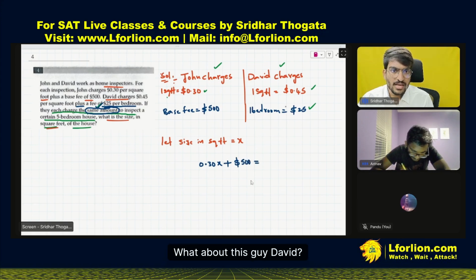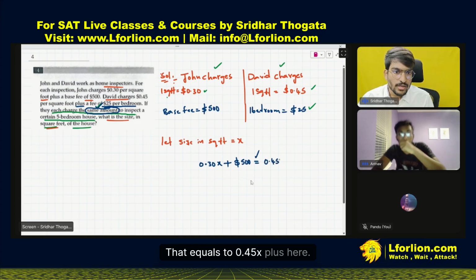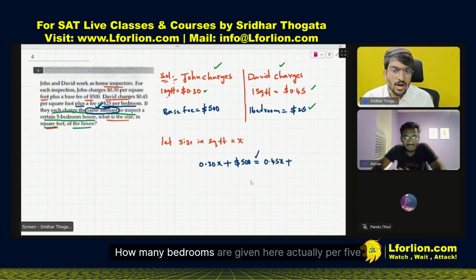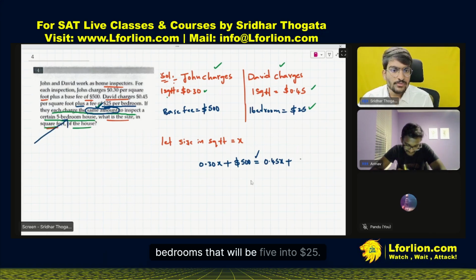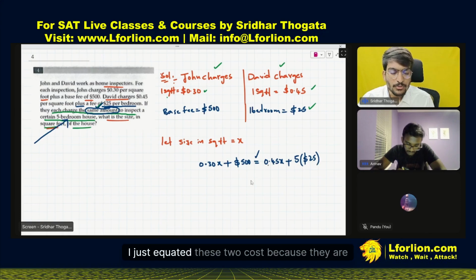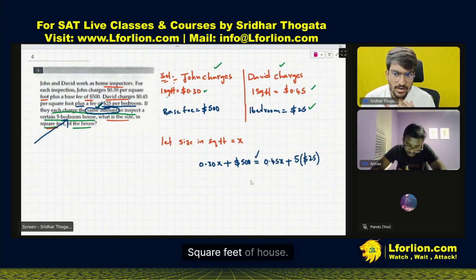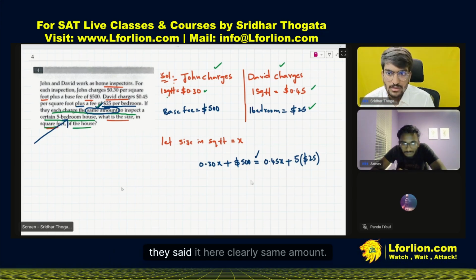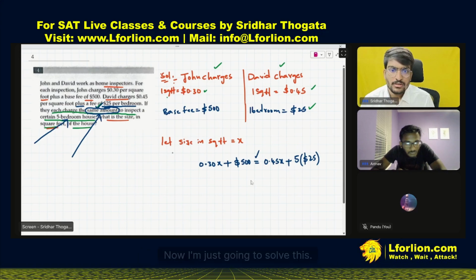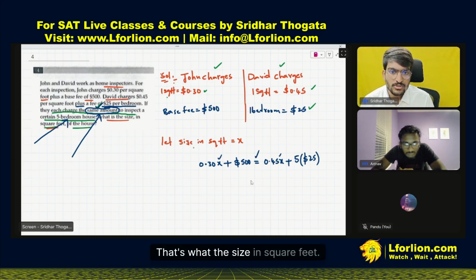What about this guy, David? That equals 0.45x plus, here how many bedrooms are given? 5 bedrooms. That will be 5 into $25. I just equated these two costs because they are charging the same amount for a certain square foot of house. Got it? They said it here clearly, same amount. Now I'm just going to solve this. I'm going to get the x value. What is x? That's the size in square feet.